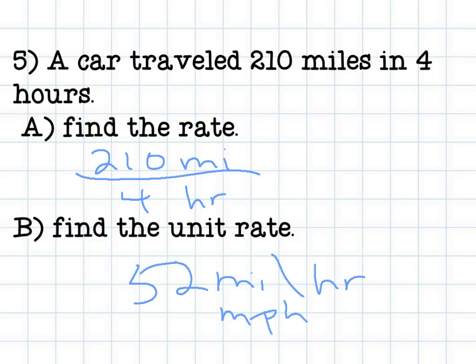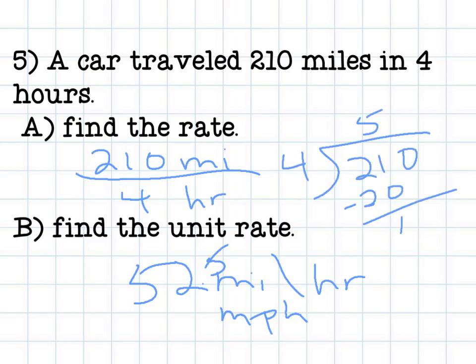It's actually 52.5 miles per hour, and you can see that by doing 4 goes into 210, 4 goes into 21 5 times, subtract, you're left with 1, bring down the 0. 4 goes into 10 2 times, which is 8, subtract, you're left with 2. And if we do 2 over 4 and reduce it, it becomes 1/2, and 1/2 as a decimal is 0.5.